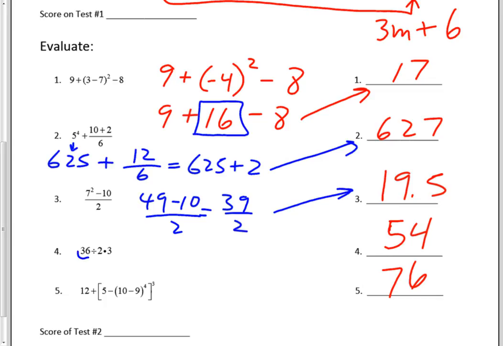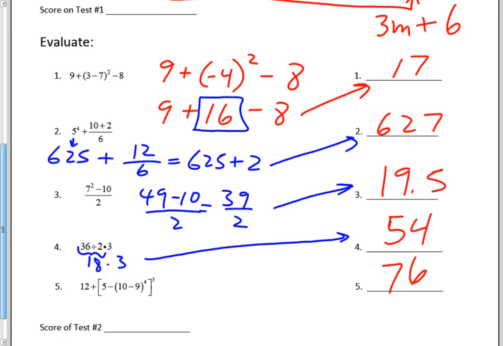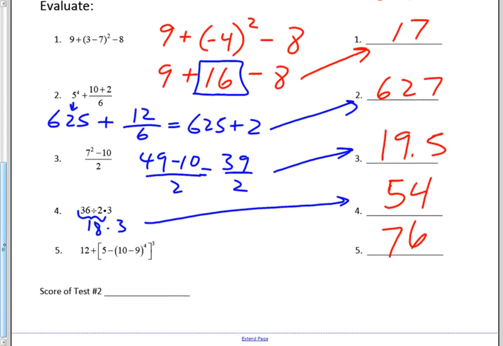Some people are still not following order of operations. Division is just as important as multiplication, so you just go left to right. I have to do 18 first, then times the 3 to get my 54. So take a look. Did you do 2 times 3 first? You should be going left to right. And the last one, you do that subtraction 10 minus 9.